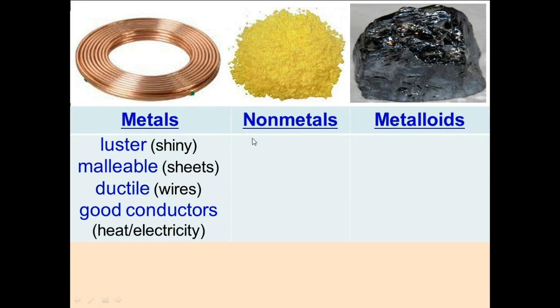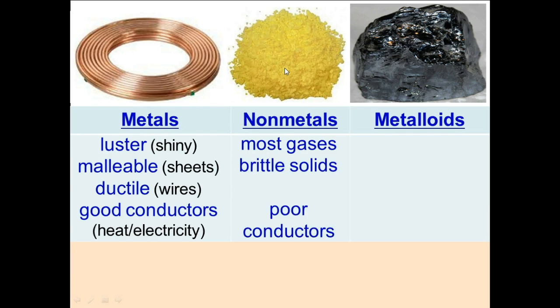And nonmetals are mostly gases at room temperature, so like oxygen, nitrogen, neon, helium, those are all gases at room temperature. Well, most of them are. And then they're brittle solids, so if they are solids, they're very brittle, so they break easily. Like above, this is sulfur, and it's all broken up. They're poor conductors, so pretty much they don't really let heat or electricity pass through well.